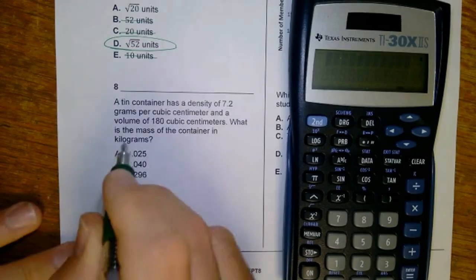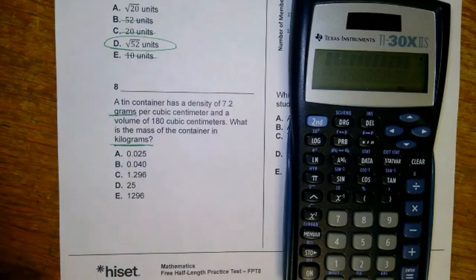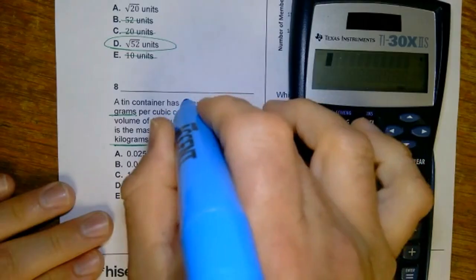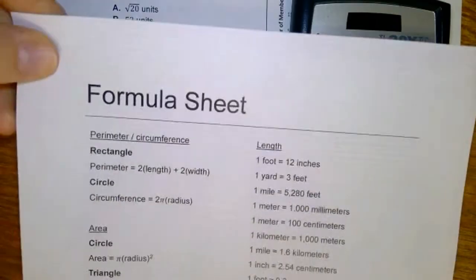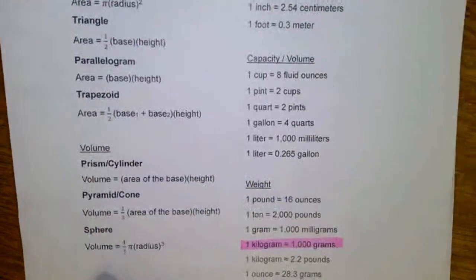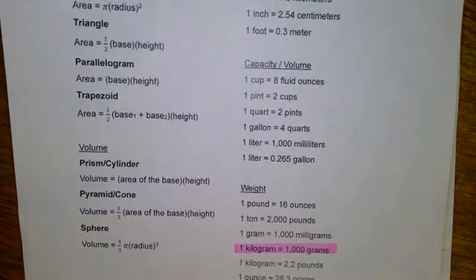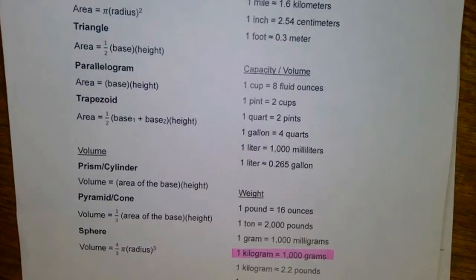The first thing I notice is kilograms, and this is grams. Those are not the same. But the other key word here is this word density. And for me, maybe this is why it's a harder question. We are always given a formula sheet on the HiSet. But as I look down my formula sheet, I see a lot of the math formulas. I do not see the word for density. So they're implying that you know the formula for density.